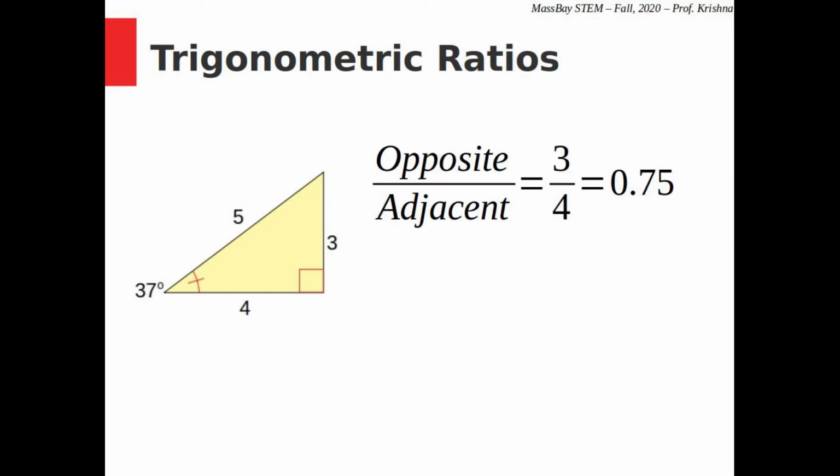Finally, we could look at the ratio of the opposite side to the adjacent side. This is called the tangent. The tangent of 37 degrees is 3 divided by 4, or 0.75.